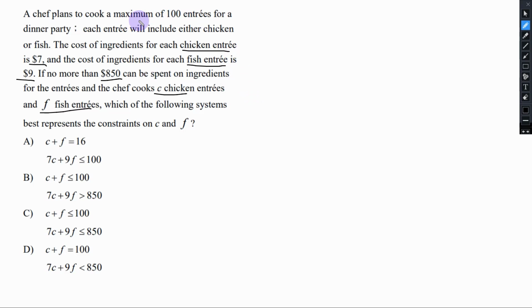It is saying a chef plans to cook a maximum of 100 entrees. So C plus F should be less than or equal to 100. It cannot exceed 100, the chicken and fish. And then the cost is 850, so no more than 850. So again it should be less than or equal to $850.